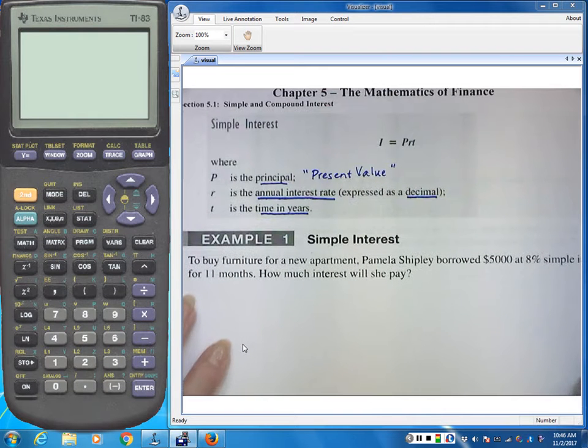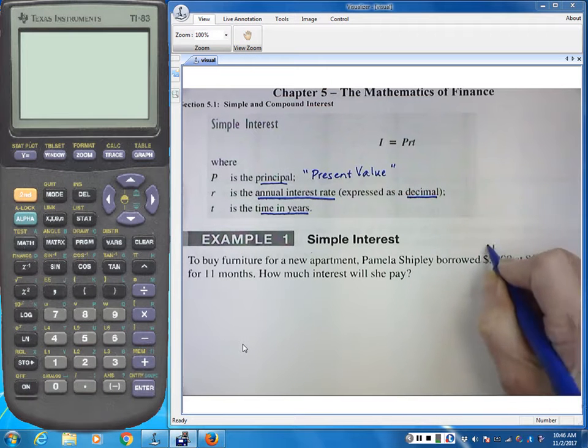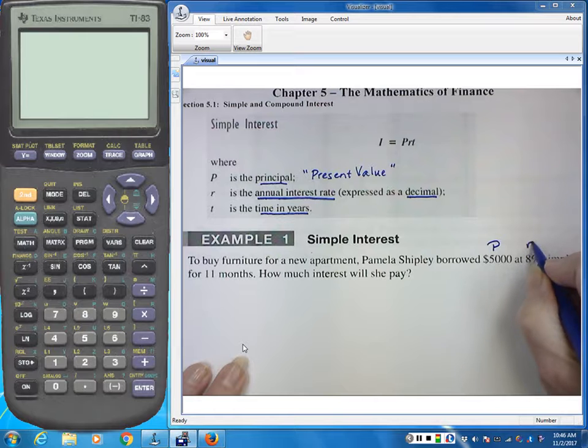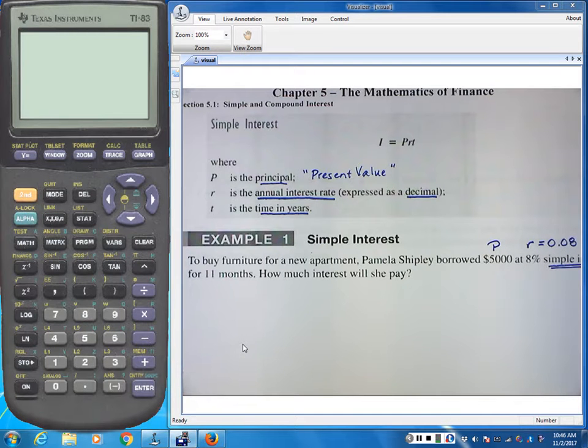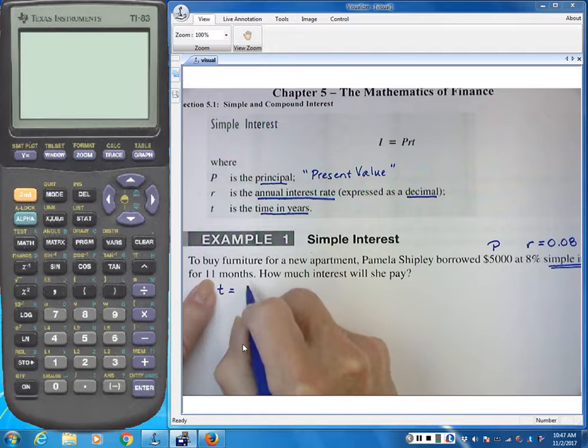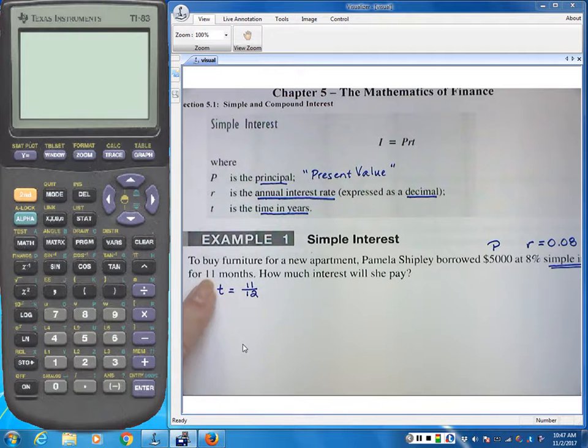So here's our first example. To buy furniture for a new apartment, Pamela Shipley borrowed $5,000. That is her present value or her principal at 8% simple interest. You have to watch for those words, simple interest. At 8%, so her interest rate expressed as a decimal is 0.08 for 11 months. So she didn't borrow it for a whole year, she only borrowed it for 11 months. So for that reason, her time is 11 over 12 because there are 12 months in 1 year.